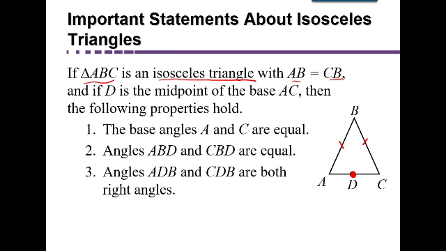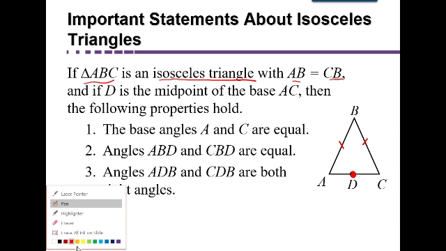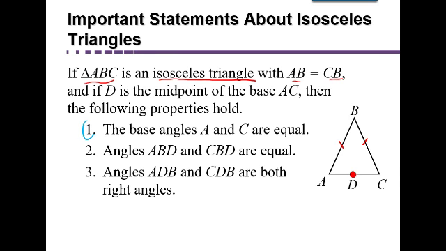First of all, the base angles A and C have to be equal to each other. So for item 1, what that's saying is that angle A must be the same as angle C. Also, angles ABD and CBD are equal. So let's see what that looks like. ABD, we need a line segment to visualize that. So let's go ahead and connect here. Okay, so angle ABD is referring to this angle here, and CBD is referring to this angle here. These 2 have to be the same as well.